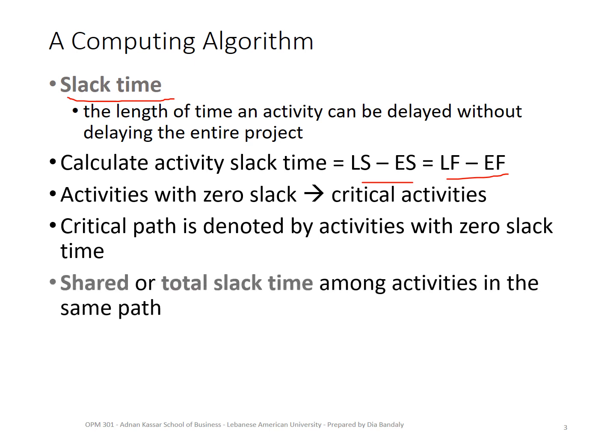Now, something that we will be discussing more in the next slide when we do the example, we'll talk about the shared slack or total slack. When 2 or 3 or 4 activities in the same path have slacks, these slacks are not cumulative, meaning that these activities share some of the slack. I'm going to talk about it in the next slide. But please always remember a shared slack or a total slack among activities in the same path.